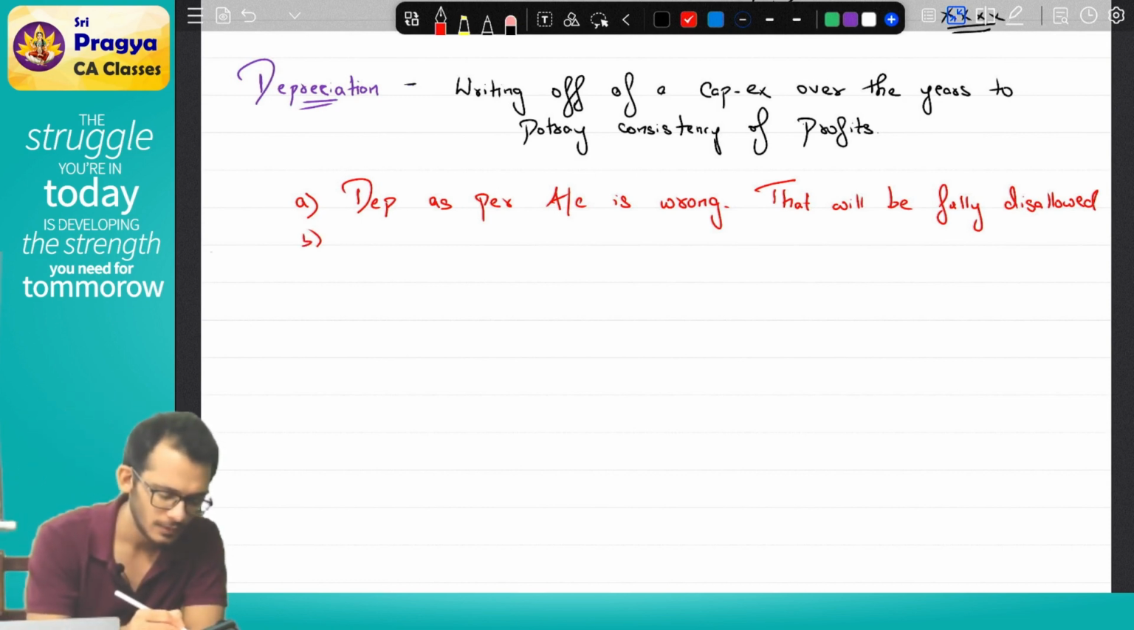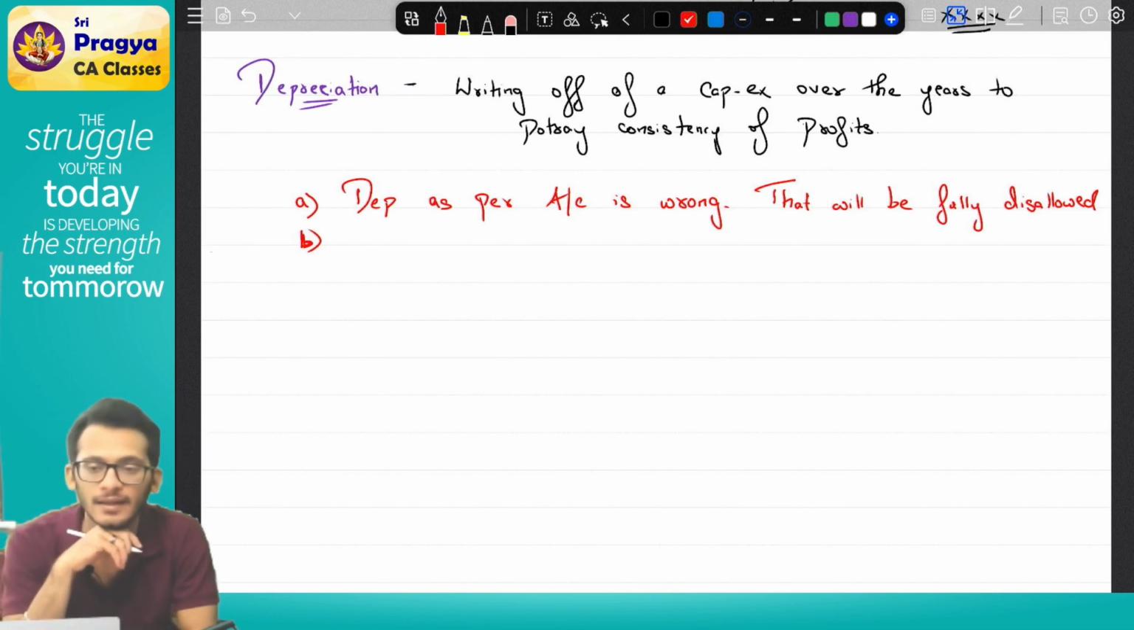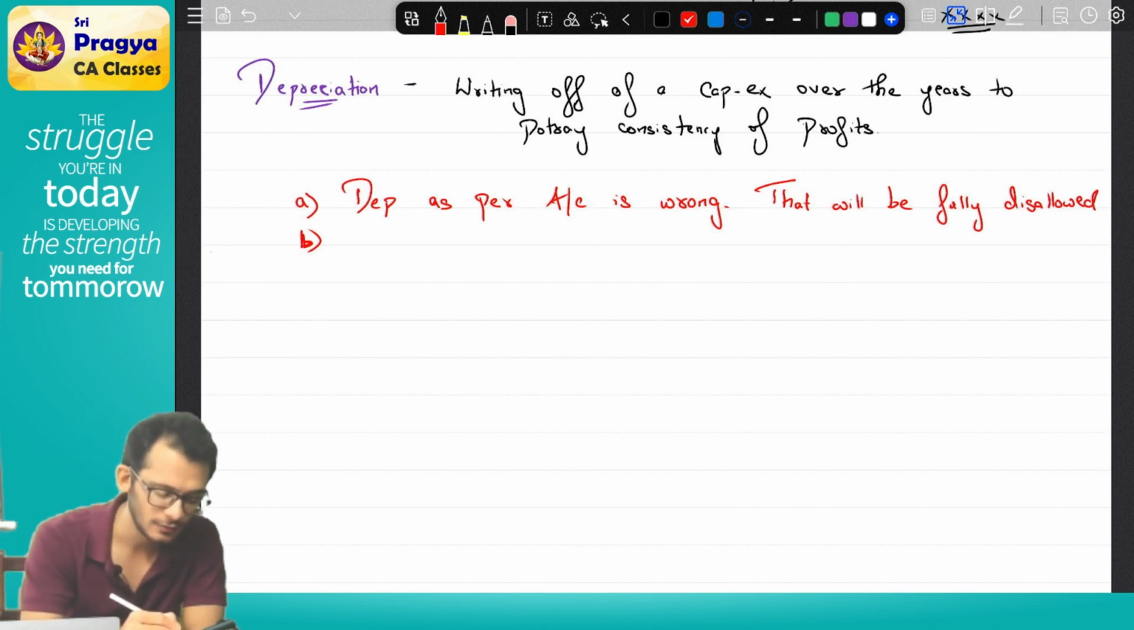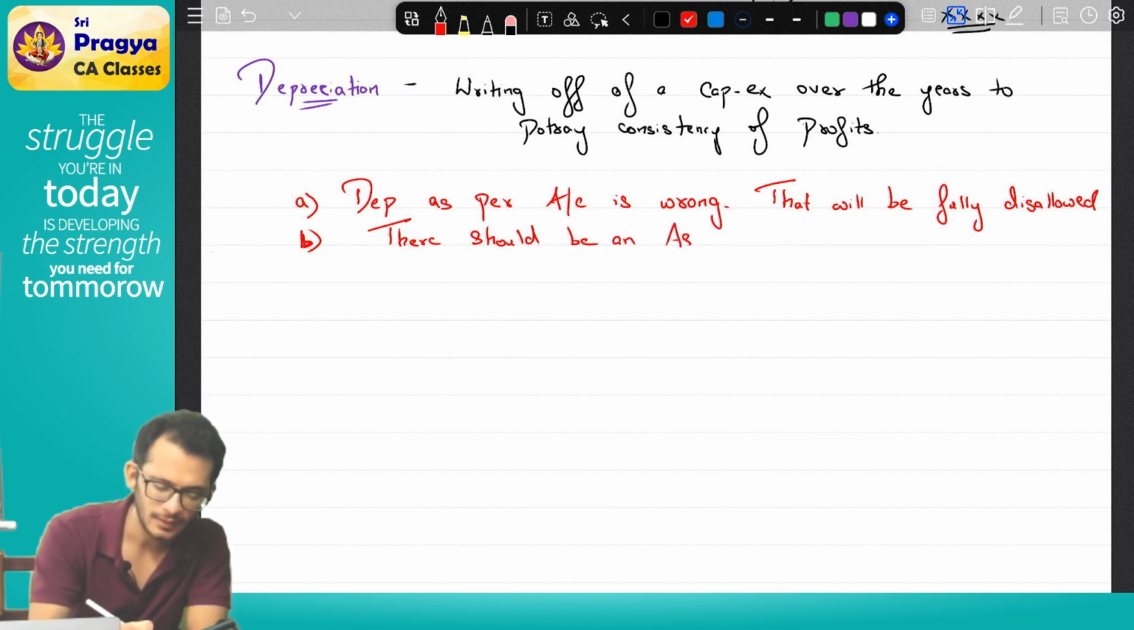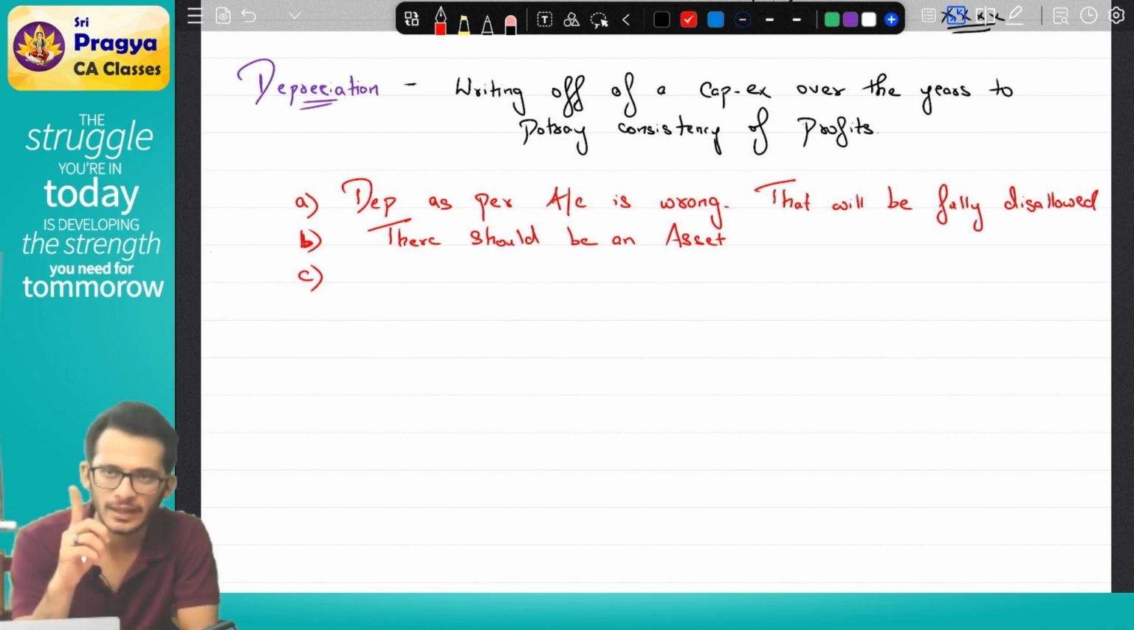Rule number 2. Rahul, I want to claim depreciation. For you to claim depreciation, there are certain things you should have in mind. You should claim depreciation on what? An asset. So the rule is, there should be an asset. Very good. There should be an asset for which you claim depreciation.